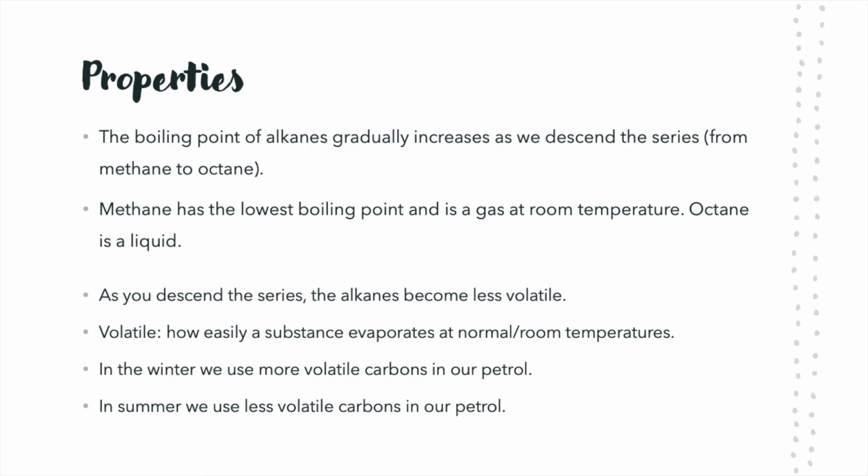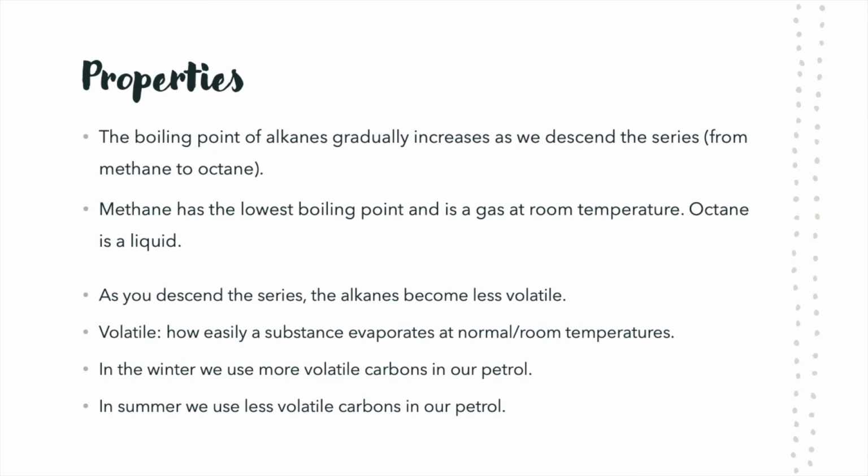So we have looked at the first 8 alkanes, we have discussed the general formula for the family, and now we are going to move on to their properties. As we move from methane to octane, as we descend the series, you will see that the boiling point gradually increases. So methane at room temperature is a gas. And because the boiling point increases as we move from methane to octane, by the time we get to octane, octane is a liquid at room temperature.